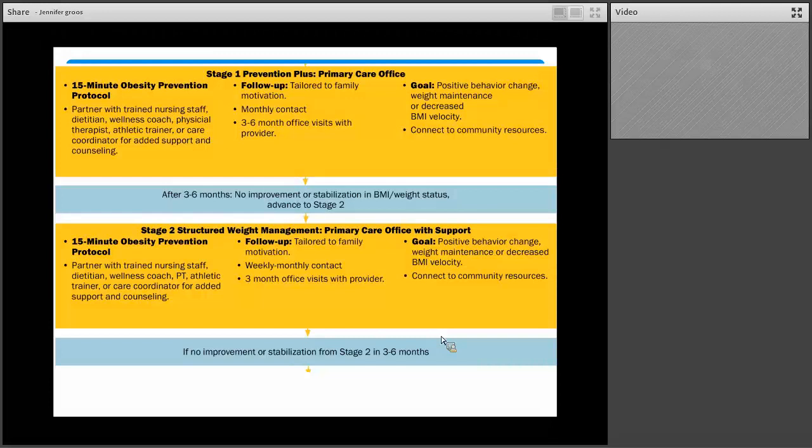And so when we're having these more frequent contacts, we're utilizing whatever resources we have available to increase the number of contact hours. We're offering to see them back in 3 or 6 months. What are we really looking for when they come back? And the main thing that we're looking for is positive behavior change.